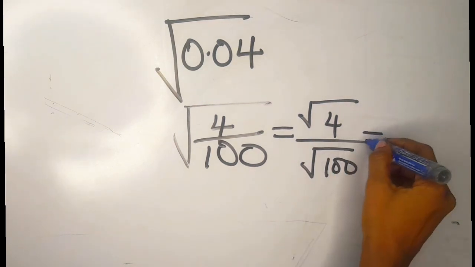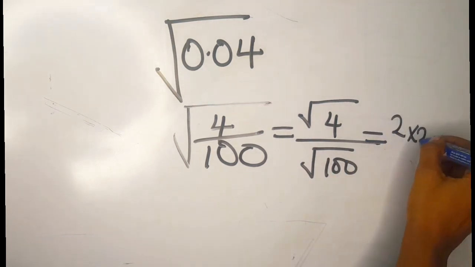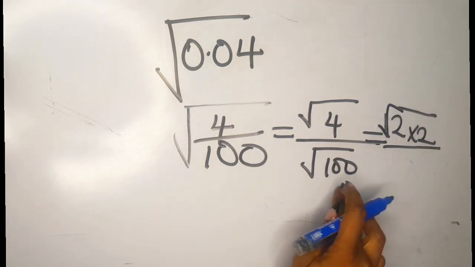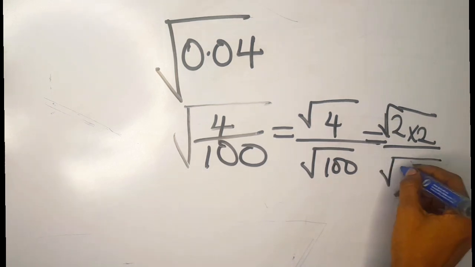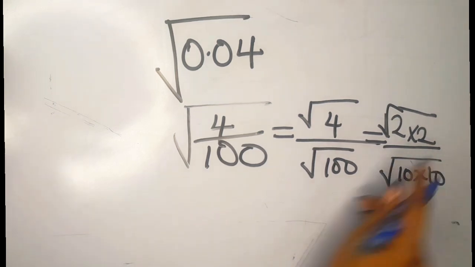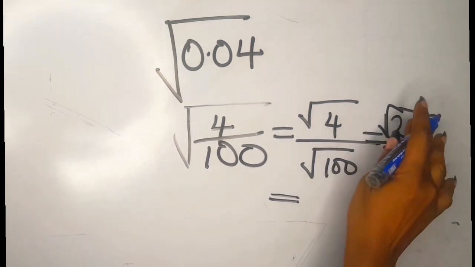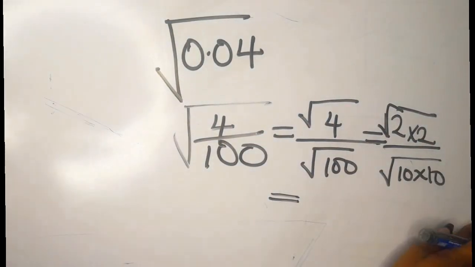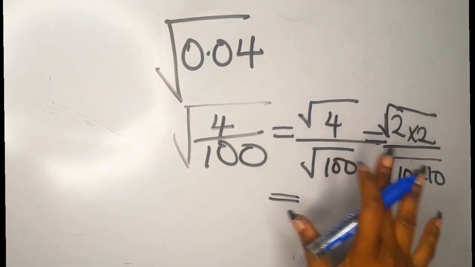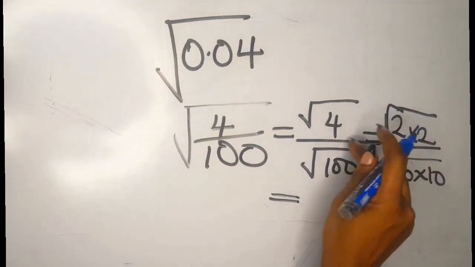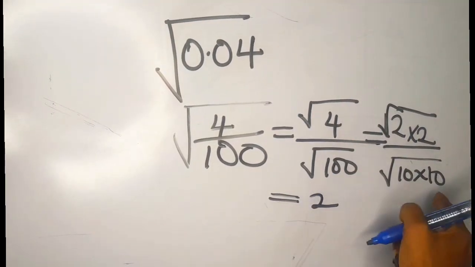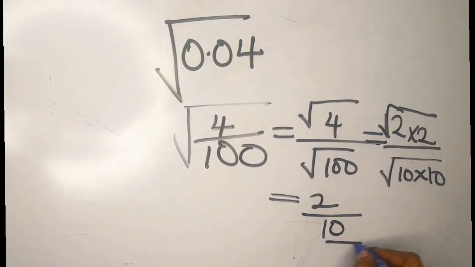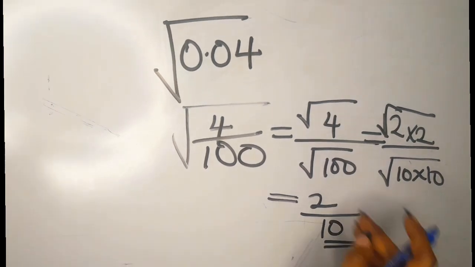The square root of 4 is the same thing as taking the square root of 2 times 2. And also 100 is the same thing as 10 times 10. So the square root of 2 times 2, when you're taking the square root of a number, you find a number that can multiply itself twice, then pick one. So the square root of 4 is 2, and the square root of 100 is 10. Our answer becomes 2 over 10.